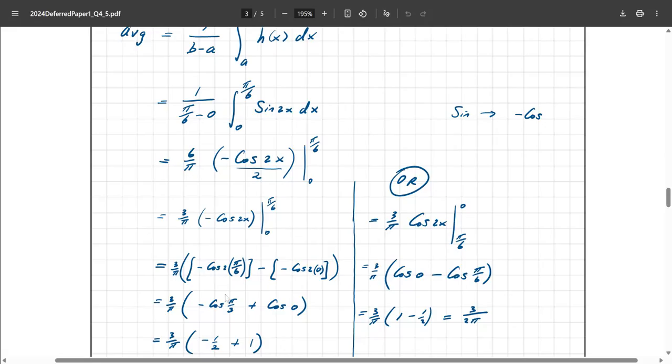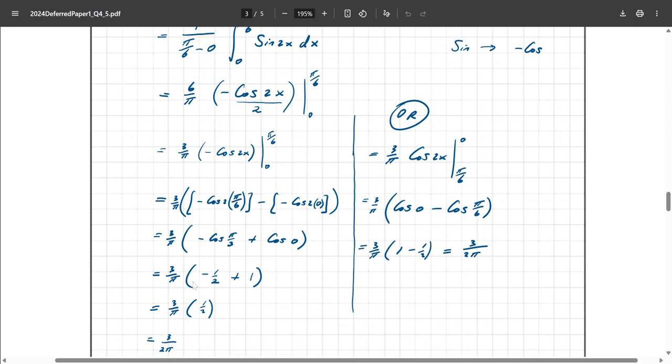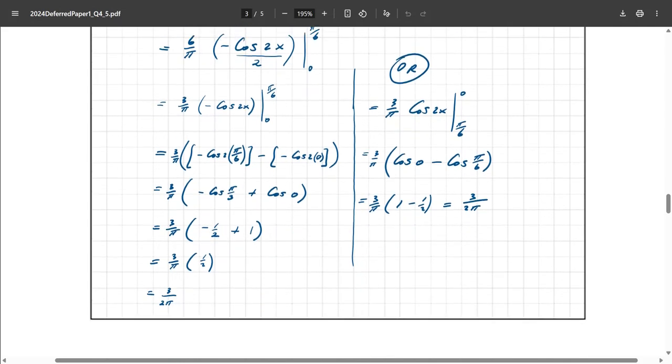You sub them in and work them out on your calculator or whatever, or you might know them in the tables. These are special angles anyway. That's the cos of 60, which is a half, so it's minus a half. Minus minus is plus. Cos of 0 is 1. So you end up with 3 over pi into a half, which is 3 over 2 pi, and that's your answer.